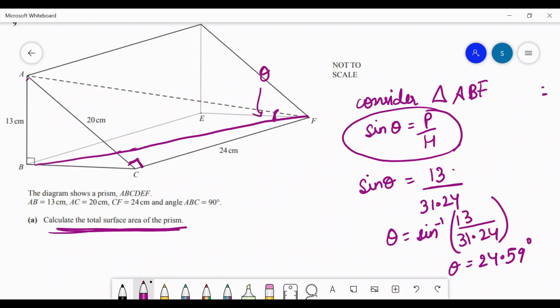So whenever you are asked to find out the angle between a line and a base, just draw a diagonal to the base and find the angle between the diagonal and the given line.